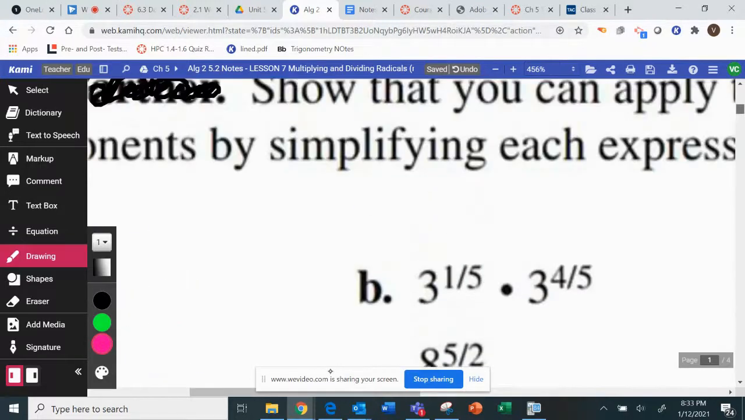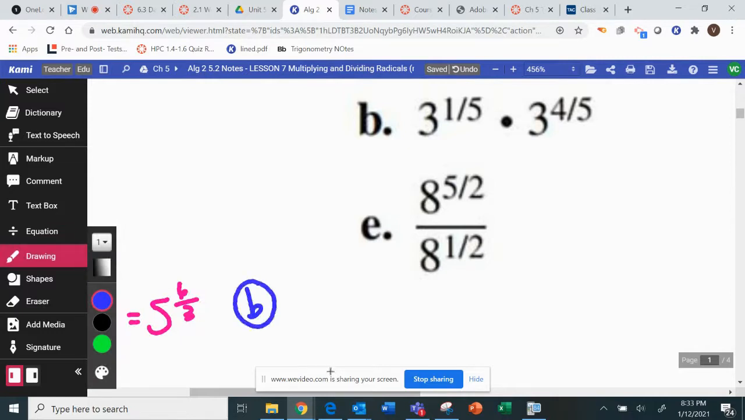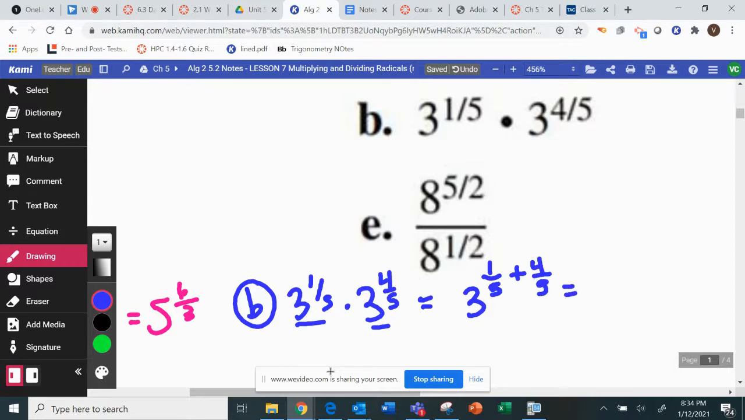All right, question B. 3 to the 1/5 times 3 to the 4/5. Same base, so we multiply the bases. When we multiply the bases, we add the exponents, but the base is still that same common base. So 1/5 plus 4/5 is 5/5, which equals 3 to the 1st, which is 3.